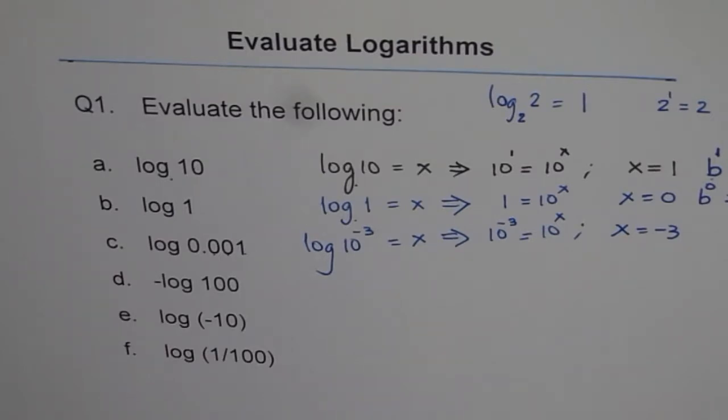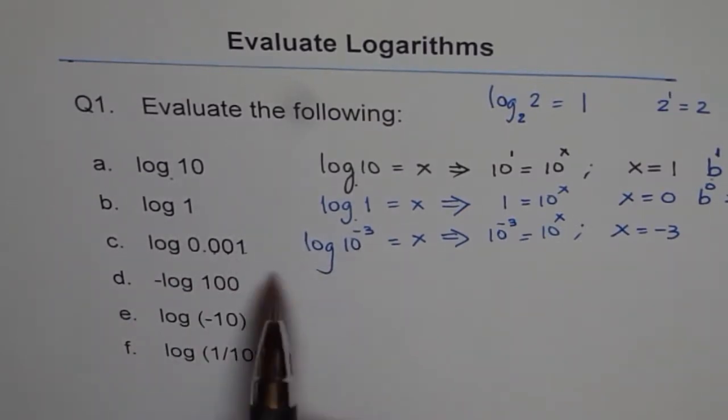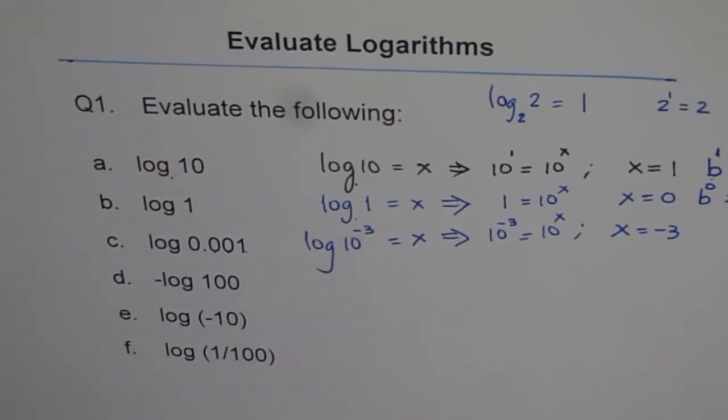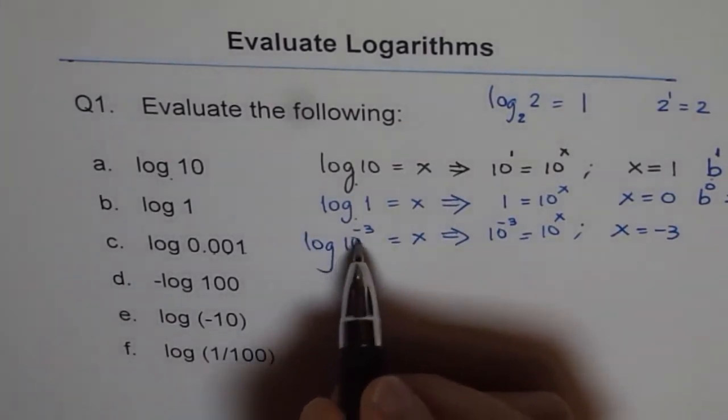So that is as simple as that. That is how we get the values. The idea here is we have to write this number as an exponent of the base. Then the exponent is the answer. Do you understand? So we'll use that principle here.